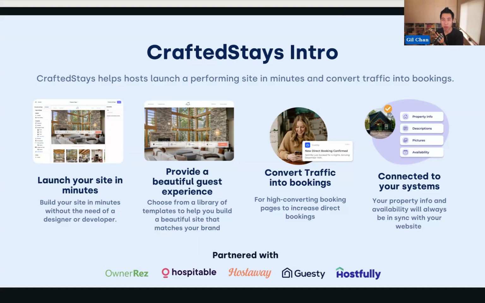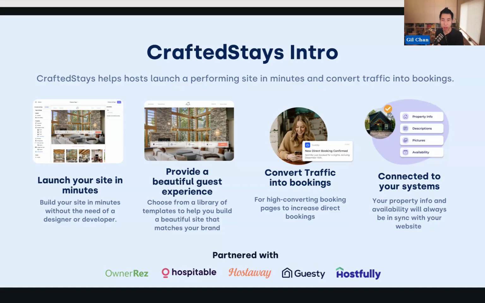But what we really focus on is really lowering the barrier to entry for folks getting into direct bookings. So a lot of our folks, we get our sites set up in minutes. So you don't have to hire a developer, spend thousands of dollars and have them set up a site with you for a couple months. It takes really as little as 15 minutes to get your site set up. The way we do that is we provide you a library of growing templates on our platform that allows you to pick the branding type that resonates with you, and can apply that towards your site, and you can customize it however you want.